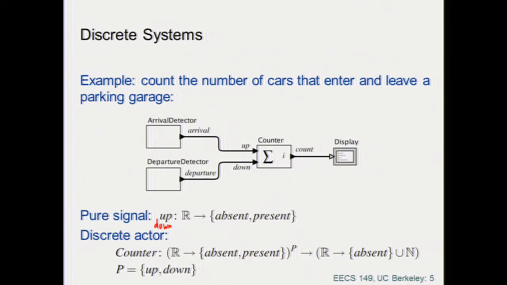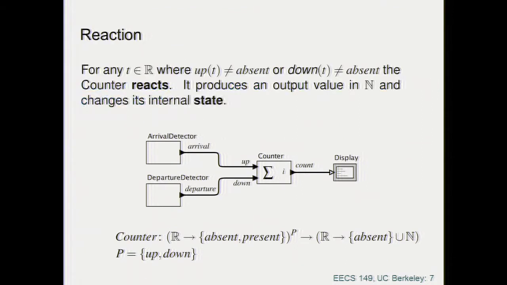So the counter is a function that takes the time into absent, present in all possible combinations, and is outputting absent, so no signal, nothing, which means there is no space, union N, the set of natural numbers. The set of natural numbers is 1, 2, 3, 4, 5, 6, 7, 8, and so on. And so that tells me how many spaces have been taken in the garage. All right. So this is a mathematical model of what happens.